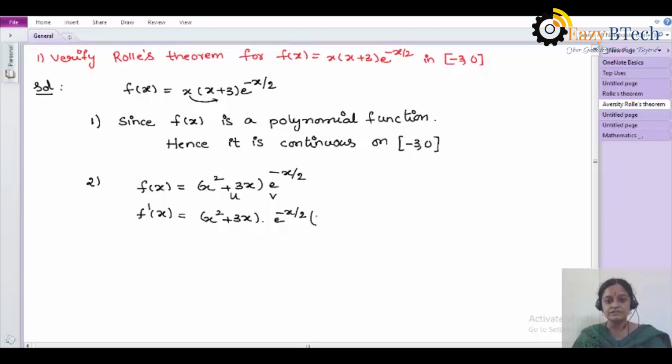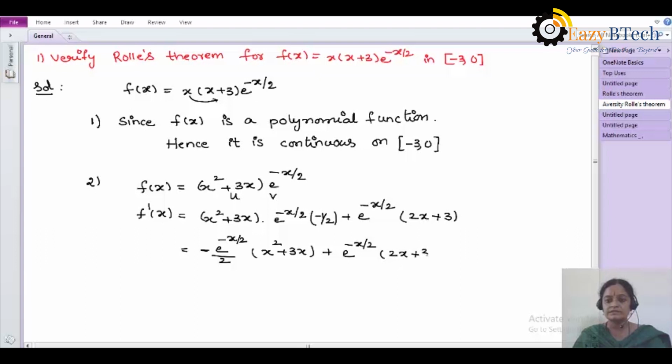And again doing the differentiation for the function, that is minus 1 by 2 and plus e power minus x by 2. X square differentiation is 2x and 3x differentiation is 3. Using the u into v procedure, doing the simplification, and this minus, students, minus e power minus x by 2 by 2. Remaining terms x square plus 3x, and here e power minus x by 2 and 2x plus 3.